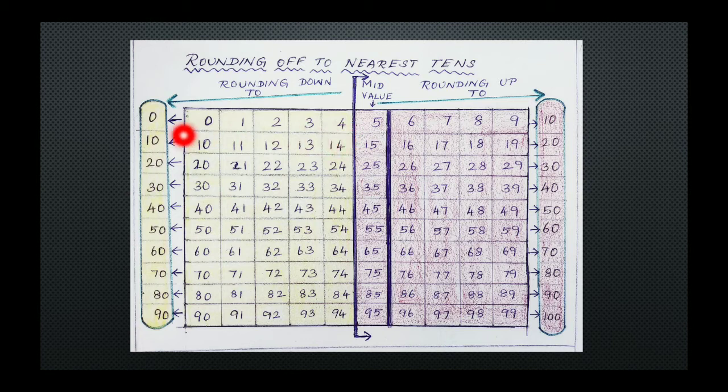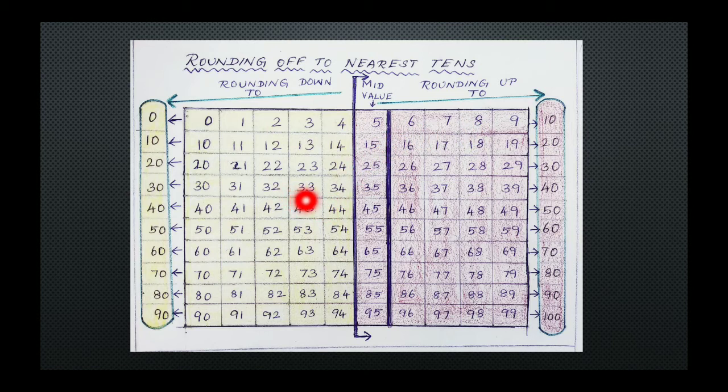4 lies between 0 and 10 and it is less than the middle value 5. So we round down 4 to 0. 7 lies between 0 and 10. It is greater than mid value 5. So we round it up to 10. Is it clear now? Let us see some other numbers.